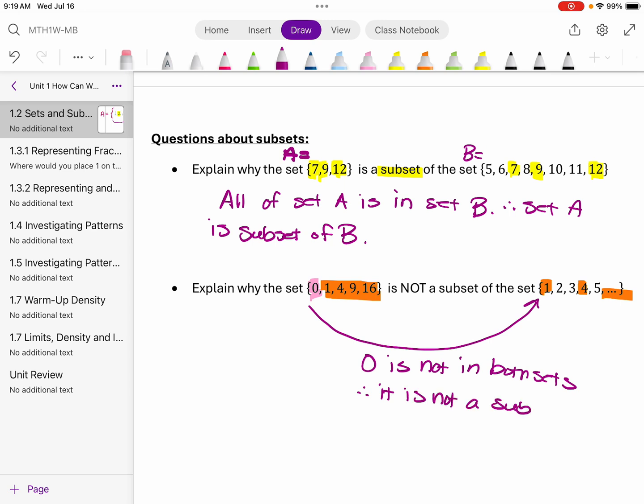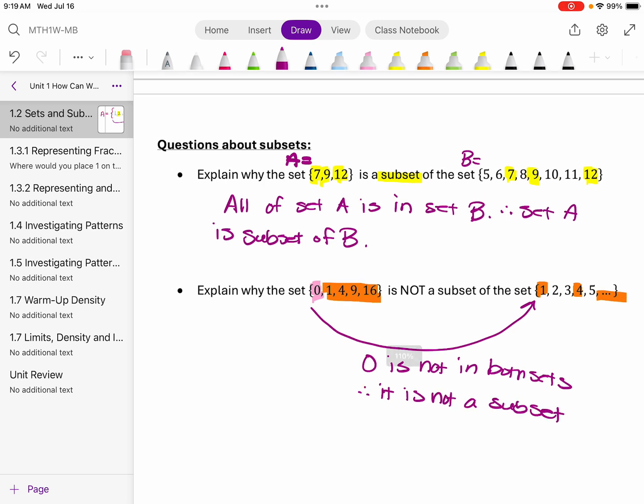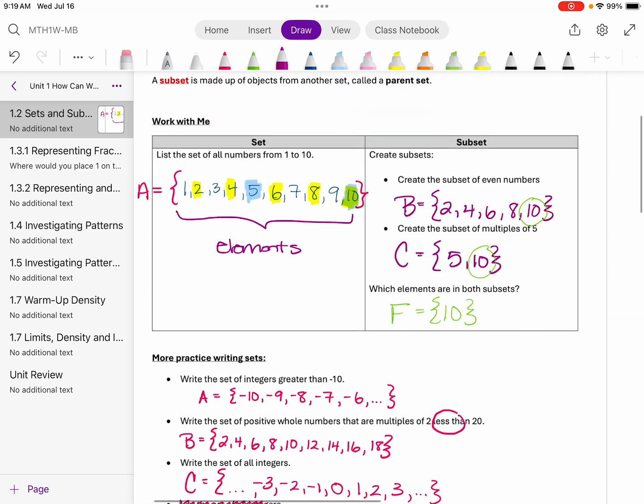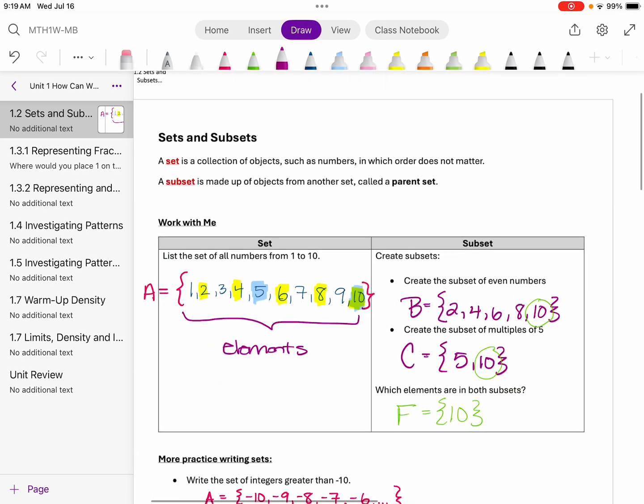All right, so there you are. There is your quick note on sets and subsets. Make sure you've taken an opportunity to write that down.